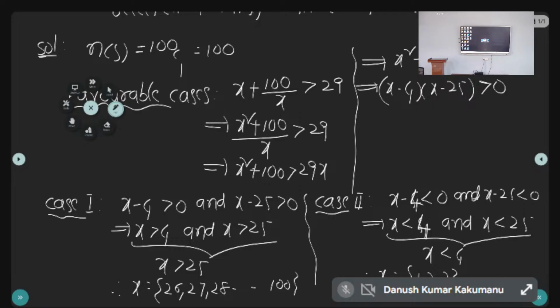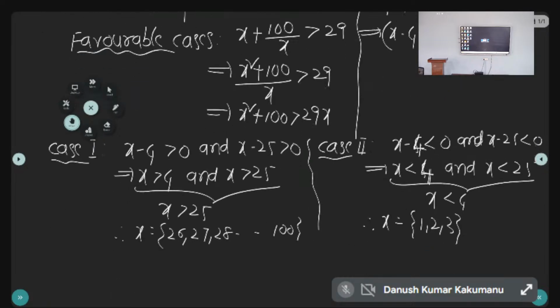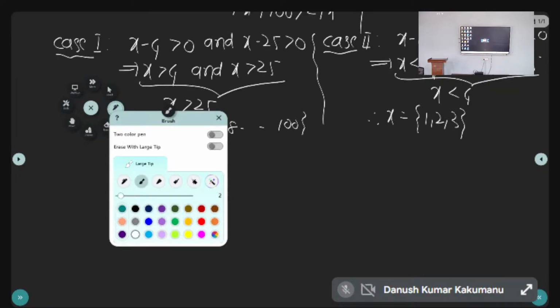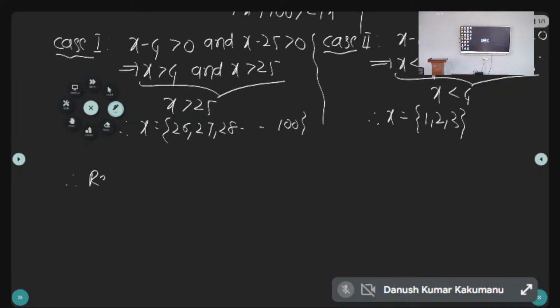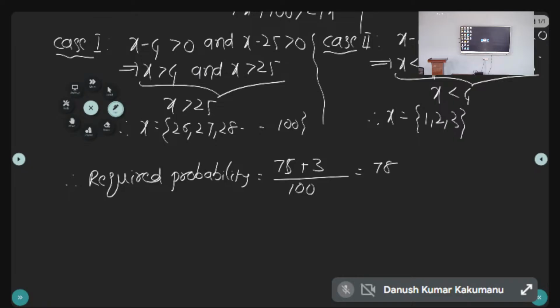So what is the required probability? Therefore, the required probability is: denominator 100, numerator here 75, here 3. 78 by 100. What is it? 0.78 is the answer. Okay?